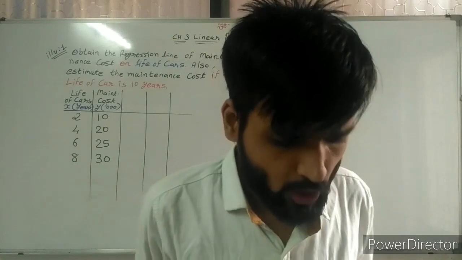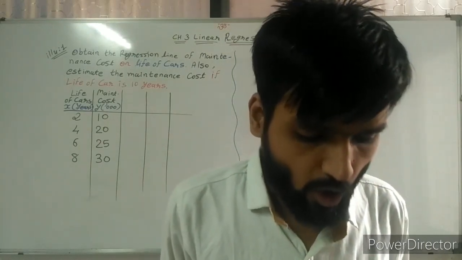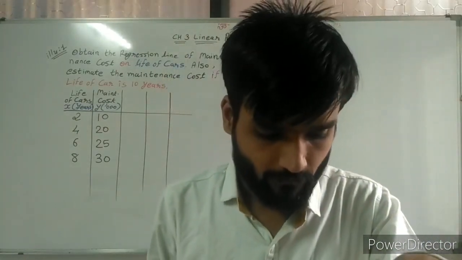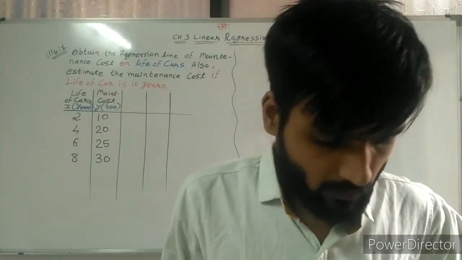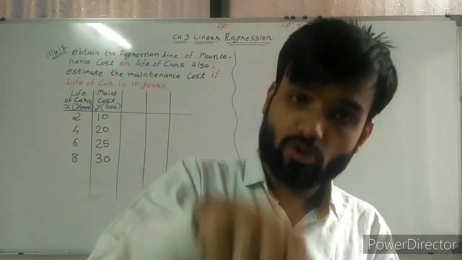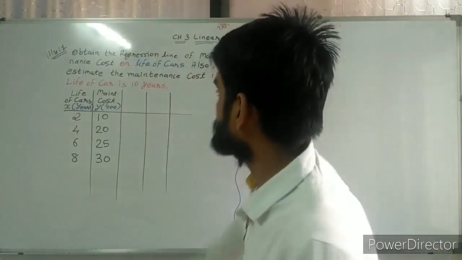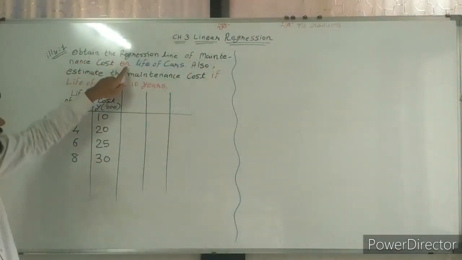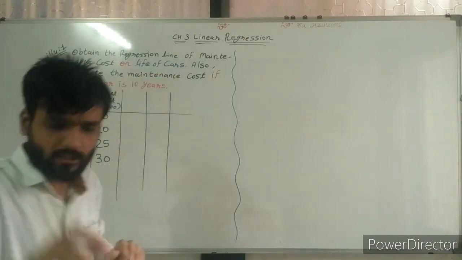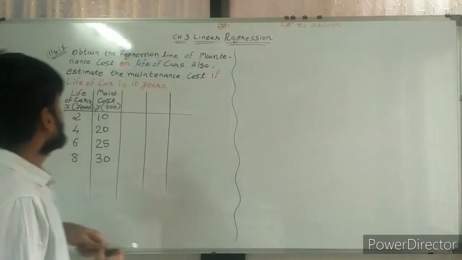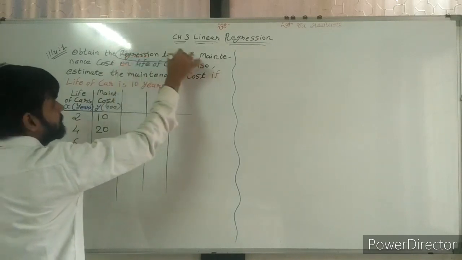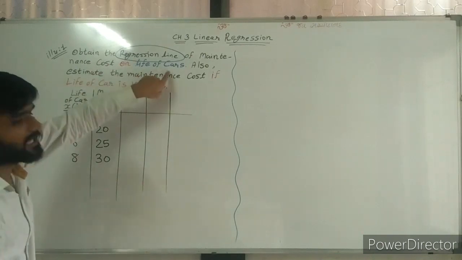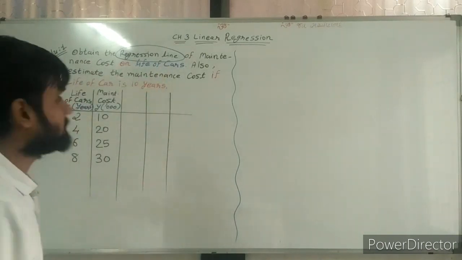Now reading ahead: obtain the regression line of maintenance cost on the life of car. So actually what do we need to find? We need to find a regression line. Now which regression line? Maintenance cost on life of car. So what is the maintenance cost?